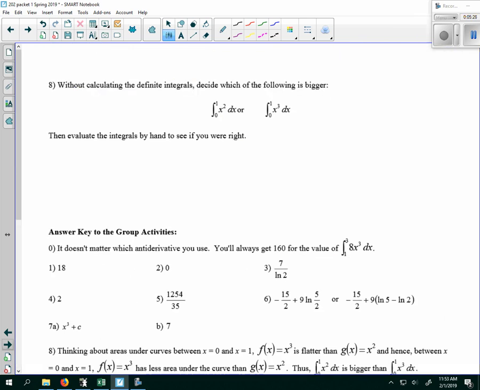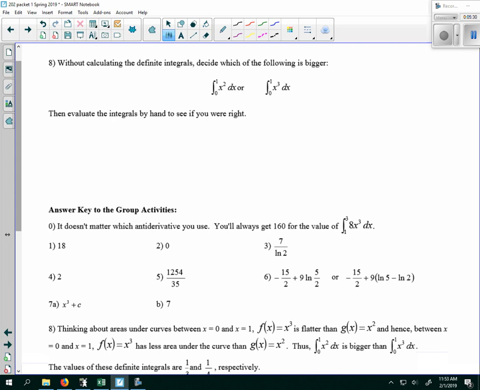Okay, without using a calculator, decide which of the following definite integrals are bigger. So I can't use a calculator, but I can use my knowledge of graphs. So x squared looks like that from 0 to 1, and x cubed looks like that. Right? So it's a little bit flatter between 0 and 1. So I think there's going to be less area here than here, and I drew that really exaggerated. But I think that the x squared is going to be bigger.